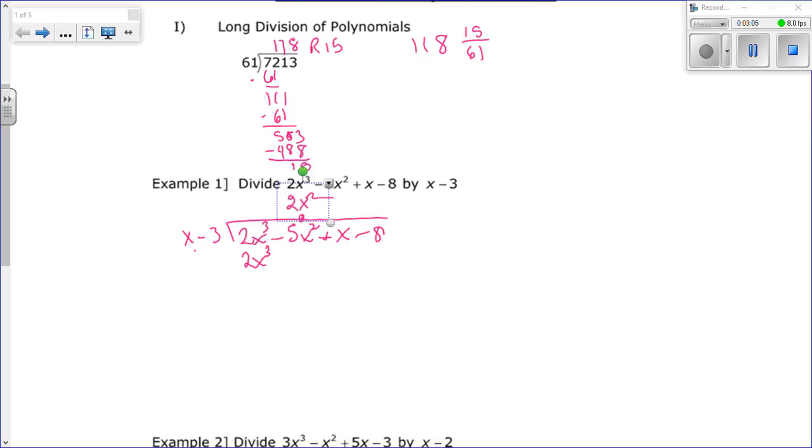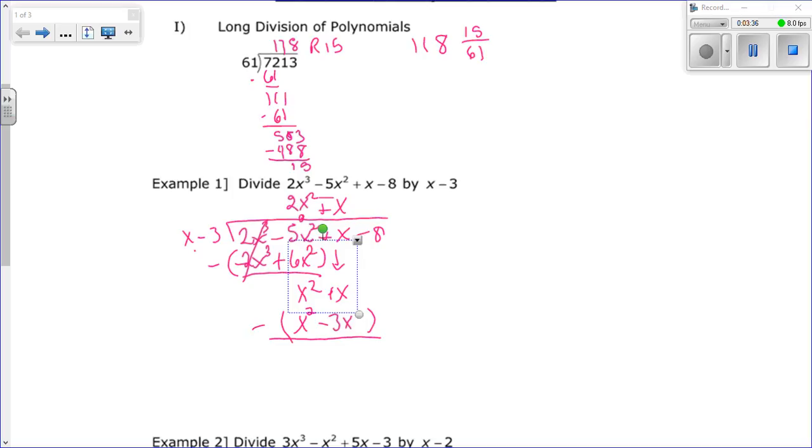Multiply 2x squared times x, I have 2x cubed. 2x squared times minus 3 is minus 6x squared. And when I subtract and change everything to its opposite, the 2x cubes cancel out. And then I have 1x squared. Bring down my x. So what do I multiply x by to get x squared? Well, that's just 1x. So x times x is x squared. x times negative 3 is negative 3x. And then I'm going to subtract that, change everything to its opposite. So I have 4x. Bring down my negative 8.